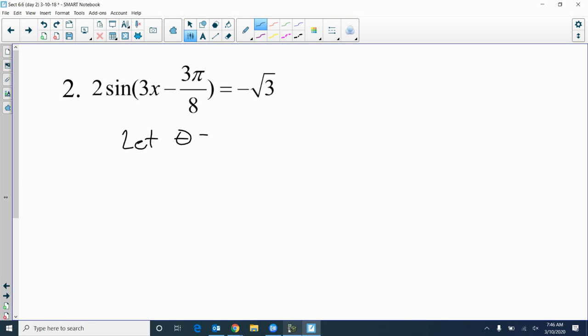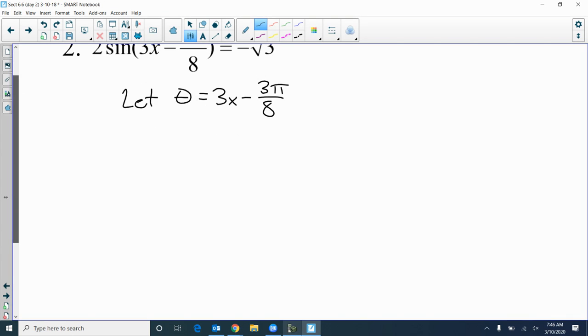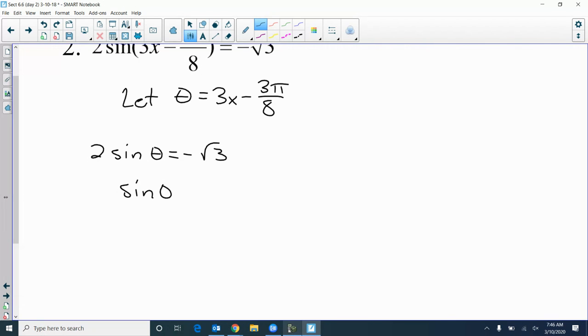So I'm going to let theta equal 3x minus 3 pi over 8. All right, we're going to do the same thing, but for sine, you're going to get the two sets of answers, as opposed to the one set because they do not overlap. And the period is 2 pi. So I got 2 sine theta equals negative square root of 3. And when I divide by 2, I get sine of theta equals negative square root of 3 over 2.